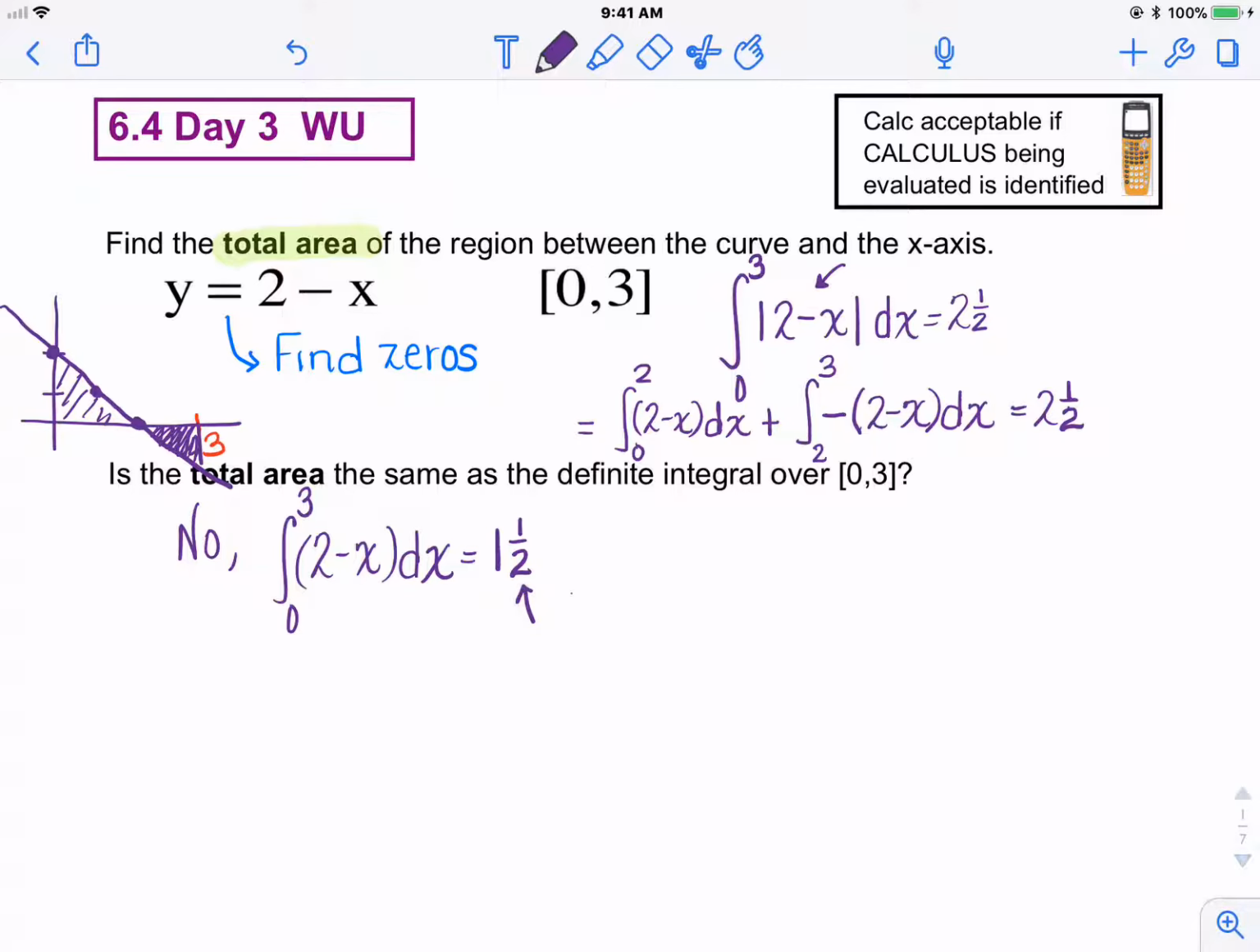So that represents the area as positive above the x-axis, but it also then subtracts the area below the x-axis, so it has that net sum. So is that the same as the area? No.